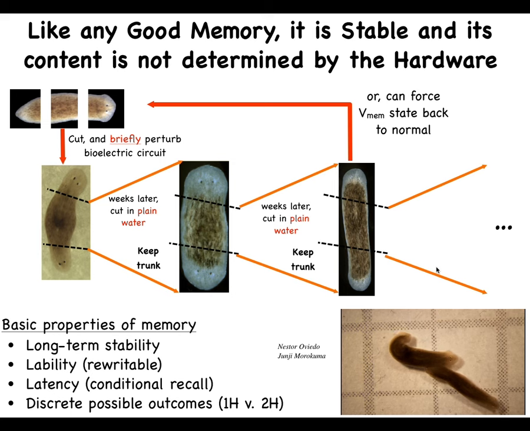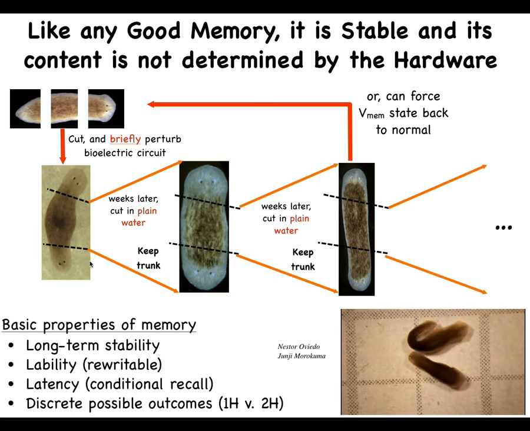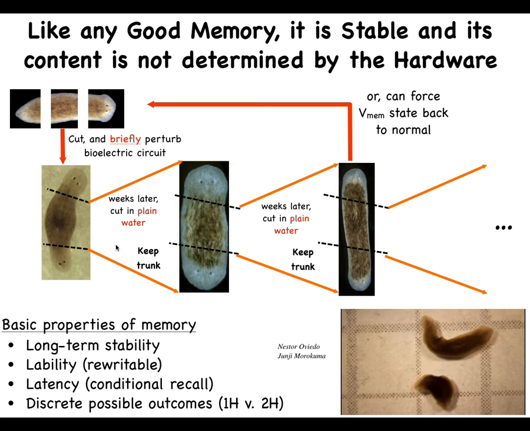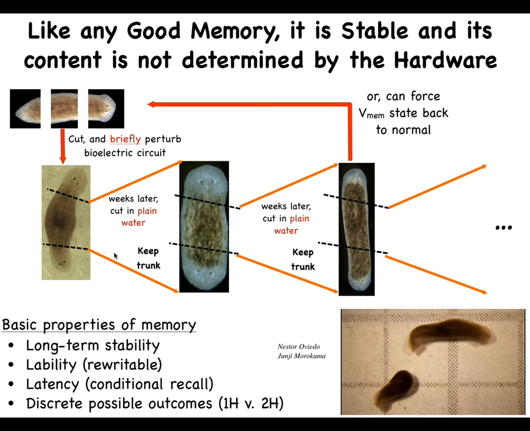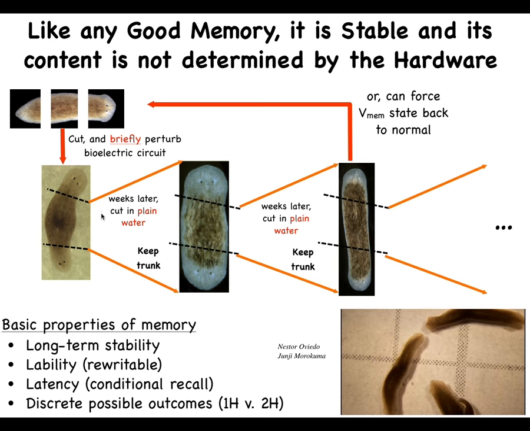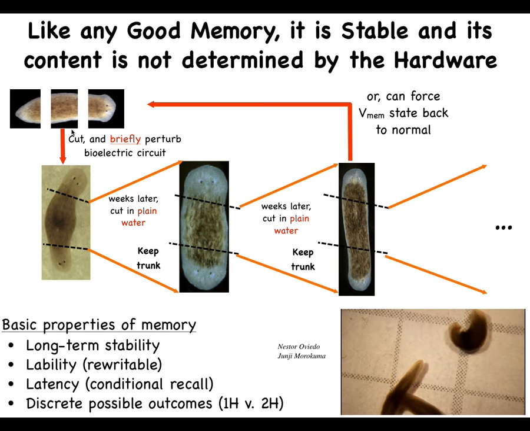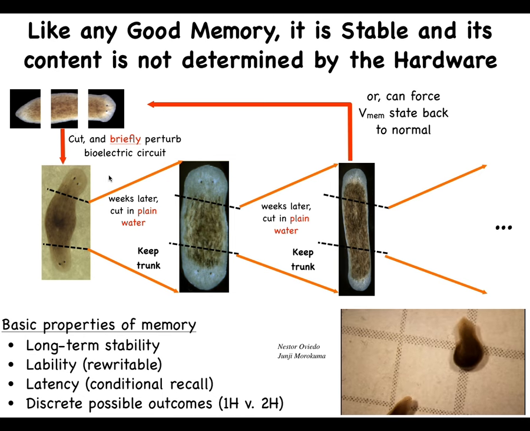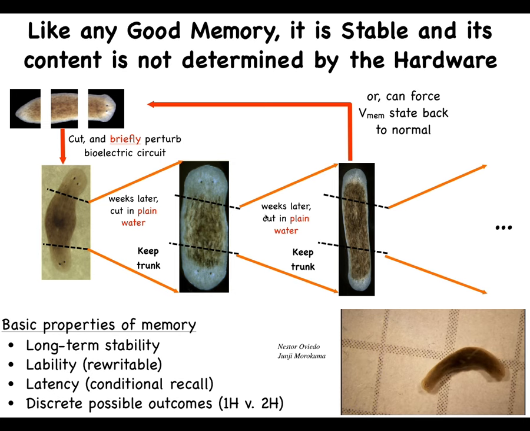Now, I keep calling it a memory because if you take these two-headed worms and you start cutting them in plain water, no more manipulations of any kind, what you'll find is that they continue to generate two-headed animals. Now, notice there's nothing wrong with them genetically. We haven't touched the genome. So the question of what determines how many heads a planaria has is kind of subtle. You can't just say it's the genome, because this two-headed line of animals has a perfectly normal genome.